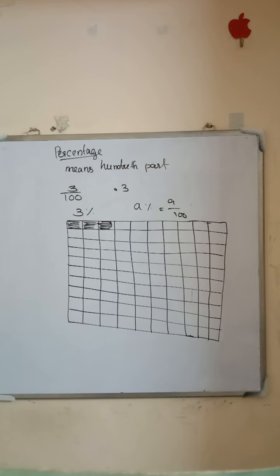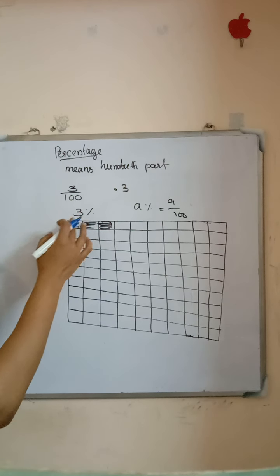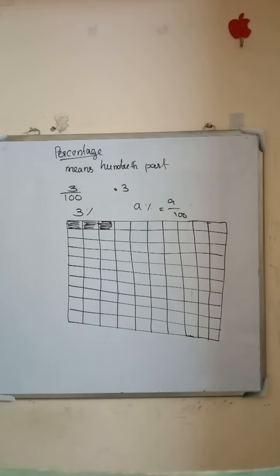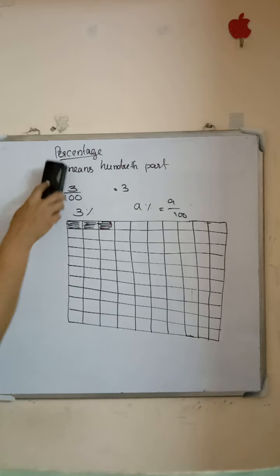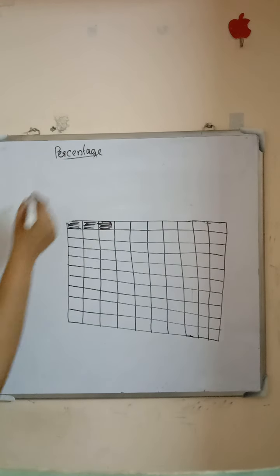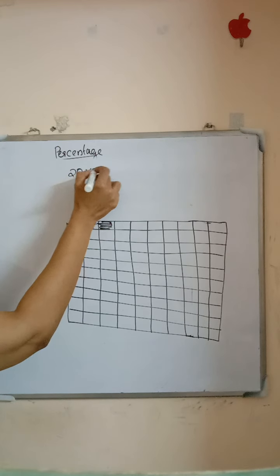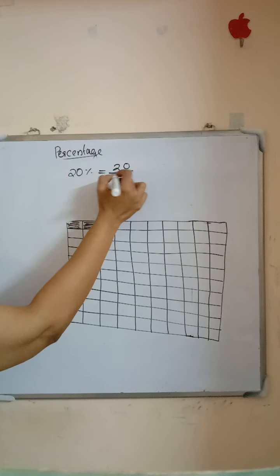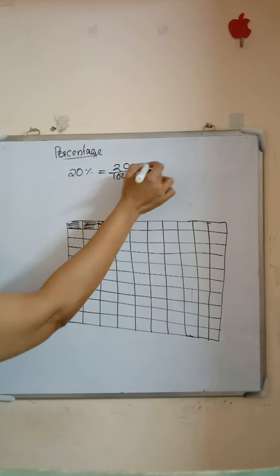How can we convert percentage into fraction? We divide it by 100. If we divide it by 100, we get it into fraction. Okay. What is 20%? 20% equals 20 by 100. That is equal to 1 by 5.